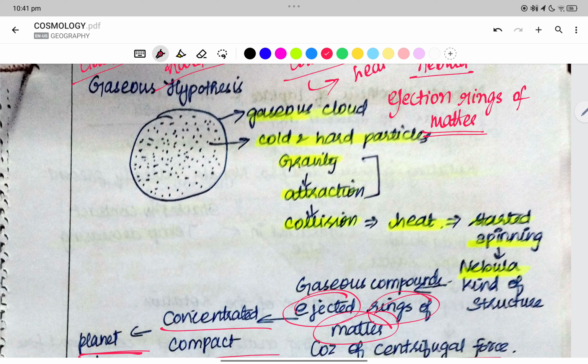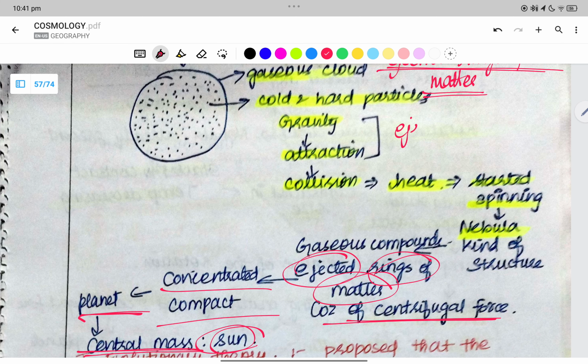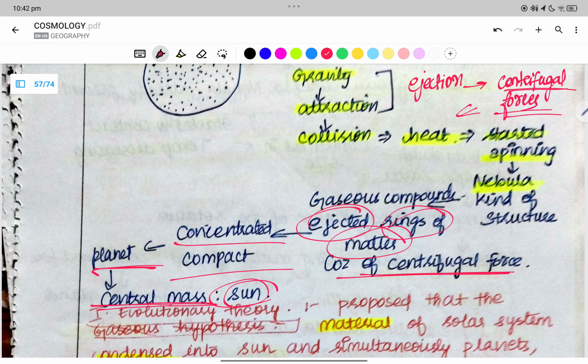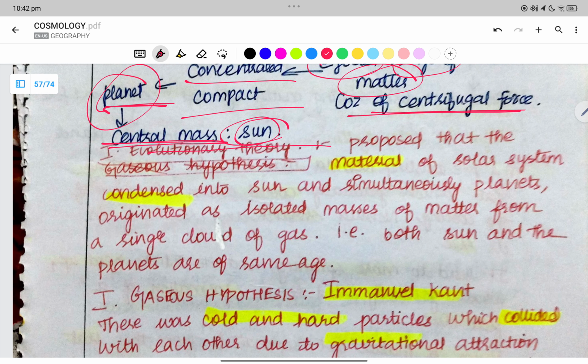The ejection is in the form of a ring, right? Now the ejection in the form of the ring is due to the centrifugal forces. This centrifugal force led to the concentrated, compact planets, and we also have the star. The central mass is the sun.